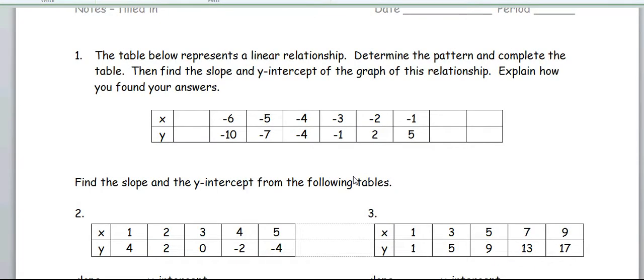Today is pretty much a continuation of what we've done the past couple of days. We're going to look at tables. We're going to identify slope and our y-intercept. So what we're looking for is a pattern here.